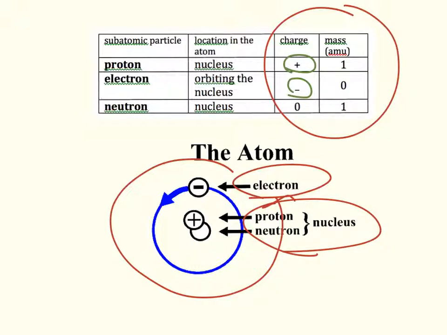Remember also that the mass of an atom is mainly in the nucleus. So we have the protons with a mass of 1, neutrons with a mass of 1, and electrons have a mass that is so small we consider it 0 in this case. So the mass is all coming from the nucleus, from those protons and from those neutrons. With that said, let's talk about those numbers that you see on the periodic table again.